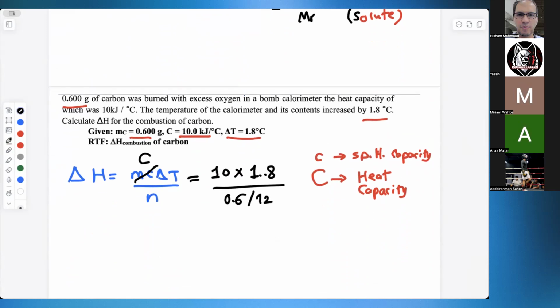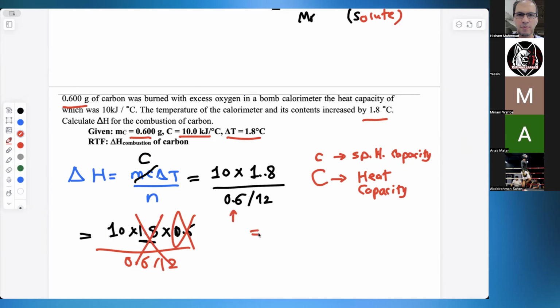Again, most of the students will maybe be confused because they can find one mass. So they will say 10 multiplied by 1.8 multiplied by 0.6, which is totally wrong. So take care. This is not specific heat capacity, and you should not put the mass of the fuel here at all. They will say again 0.6 over 12 because they have two masses. So again, I don't use a mass at the top at all. I use only C multiplied by delta T. So 10 multiplied by 1.8, and then the mass is used only in 0.6 over 12. This gives me minus 360.